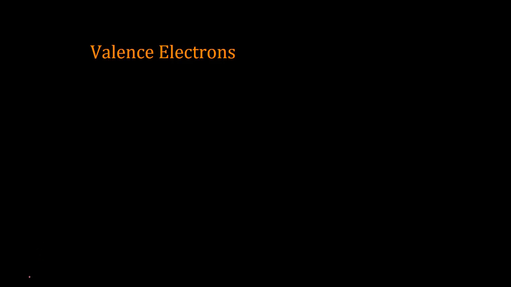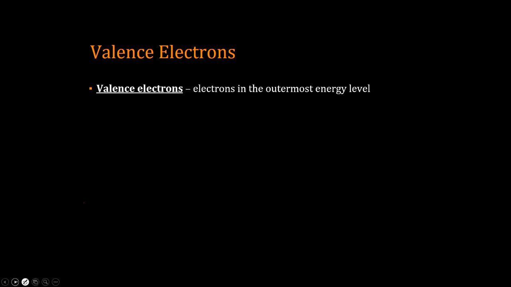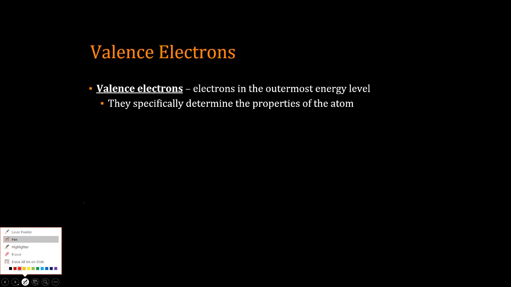Now we're going to continue with valence electrons. So we looked at how electrons fill energy levels within an atom. With valence electrons, we're really only worried about the electrons on the outermost energy level. The reason we worry about those electrons is because they're the ones that can actually bond with other atoms. They're not shielded by anything, so they're the ones that really determine the properties of the atom.